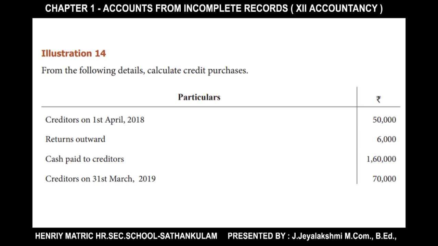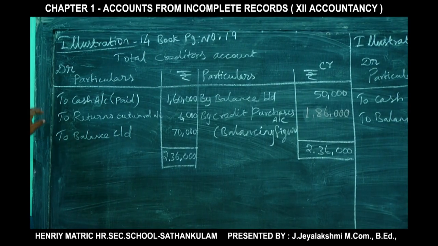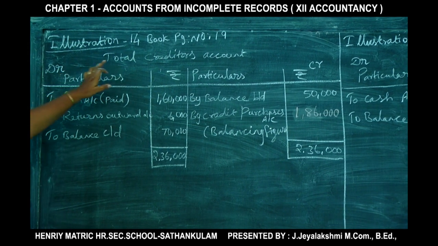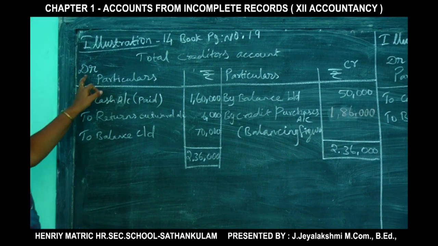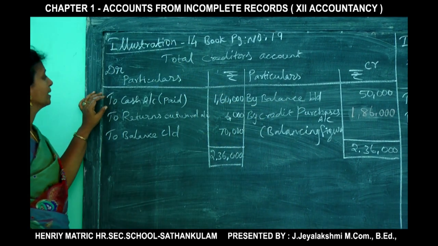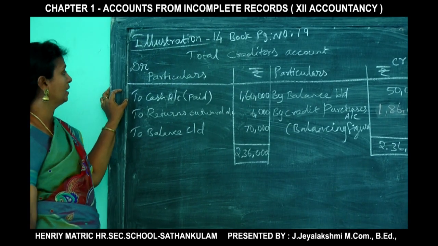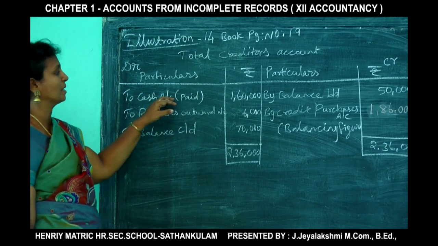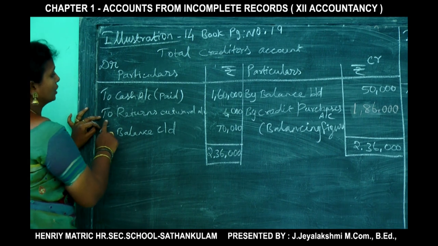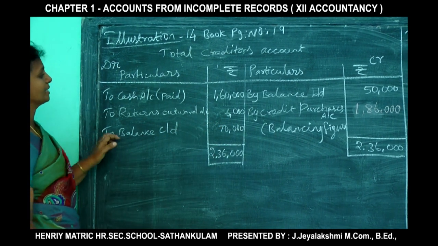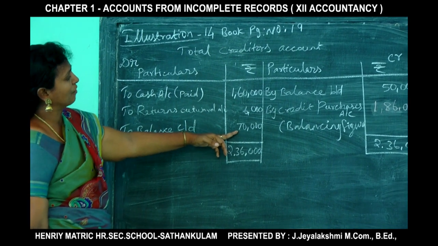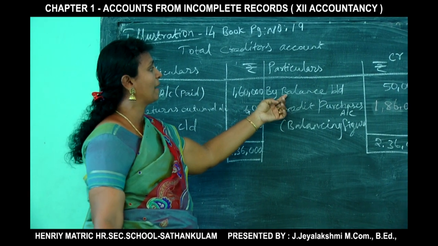Now we can prepare the total creditors account. First of all, we should recall the format. Illustration 14, book page number 19, total creditors account. Here we write the debit side, credit side, particulars and amount. On this side, the cash amount paid, we have to take to cash account: 1,60,000. Then what they returned: to returns outward, 6,000. To balance carried down is the closing amount, 70,000.